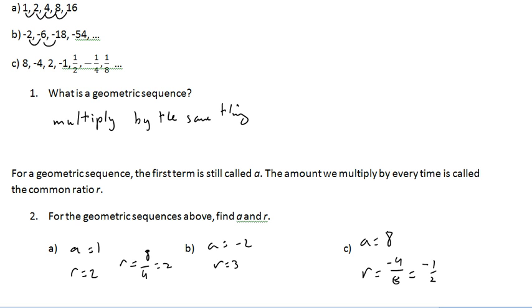Notice that you may be tempted to think about that as dividing by negative 2. It's best to think of it as multiplying by the same thing every time. So in this case, it would be multiplying by negative 1/2.